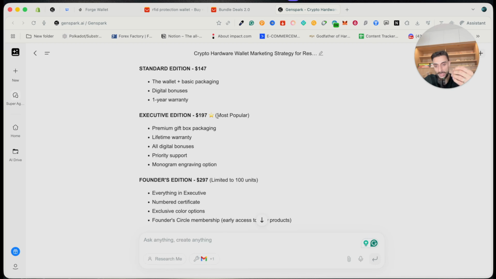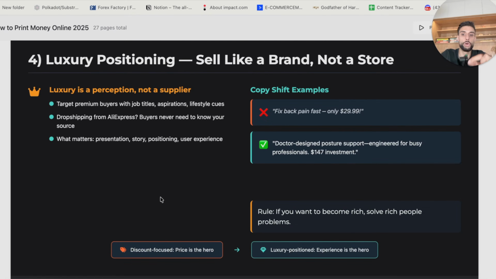It just shows us the exact same way we can sell the product at 2 to 4 times more than the other competitor. Now let me go over the luxury positioning. Sell like a brand, not like a store. So target premium buyers with job titles, aspirations, and lifestyle cues.